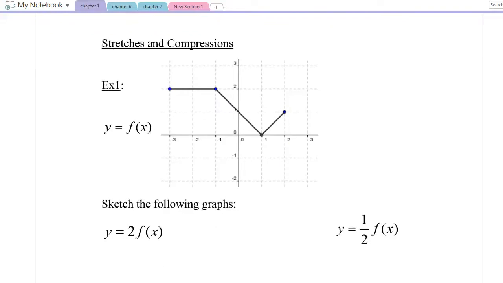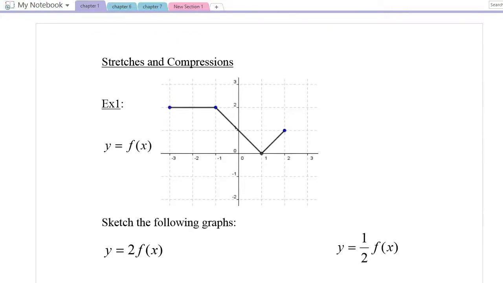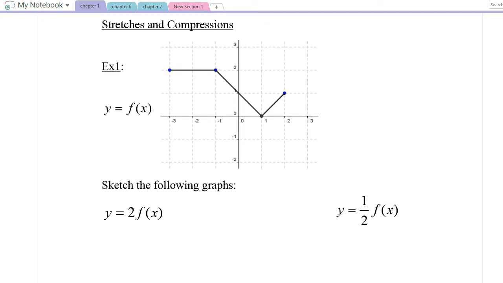Alright, carrying on to our first of three examples. This one is about stretches and compressions. Here we're given y is equal to f of x, and it's really defined by four points that are joined together. And we're going to sketch these two following graphs.